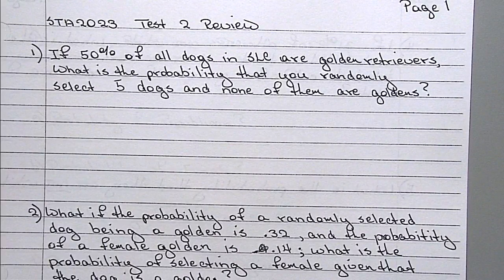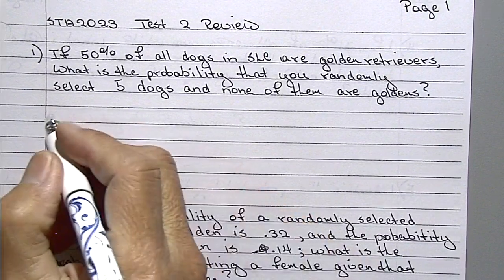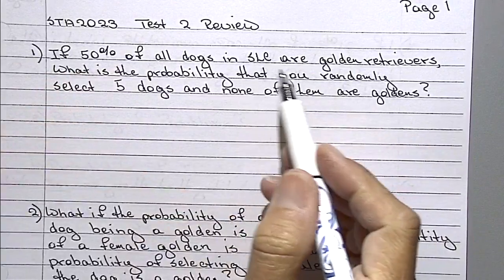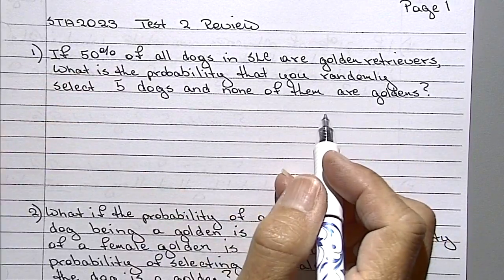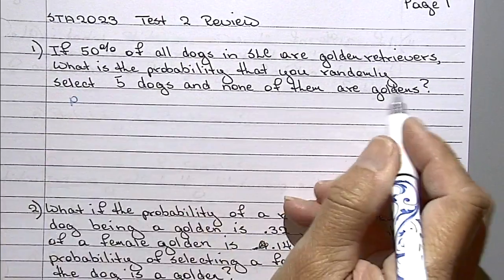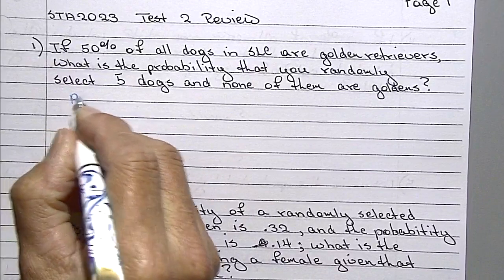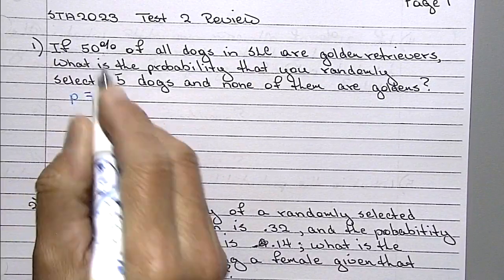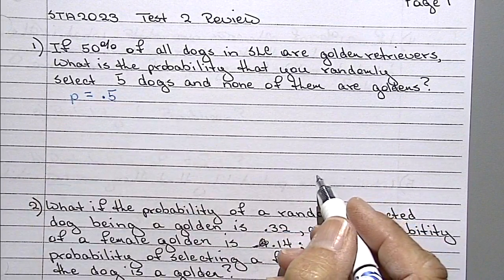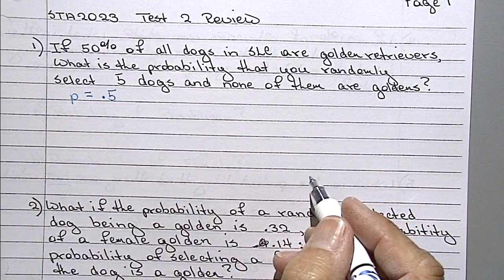So this one is actually a binomial problem. I recognize it because it could be either golden or not golden, right? Those are the two choices. So what's the probability of golden, which is the question they're asking us? That would be P. And the probability of golden is 50%, 0.5. 50% of all dogs in St. Lucie County are goldens, right? So we have a probability of 0.5.